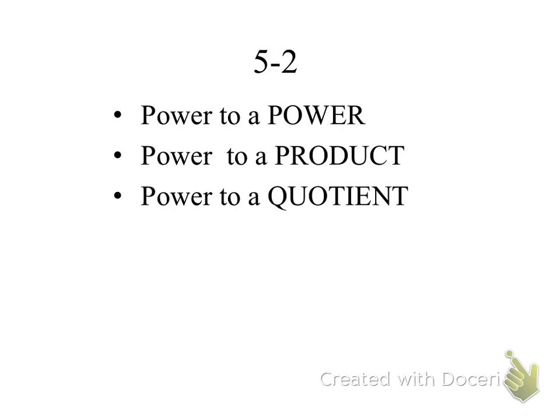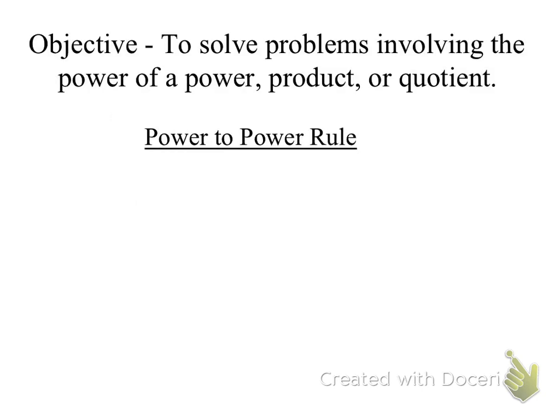Today we're doing a power to a power, a power to a product, and a power to a quotient. I'm going to remind you, a product is when you multiply two things together. A quotient is when you divide two things. Okay, so power to a power rule.